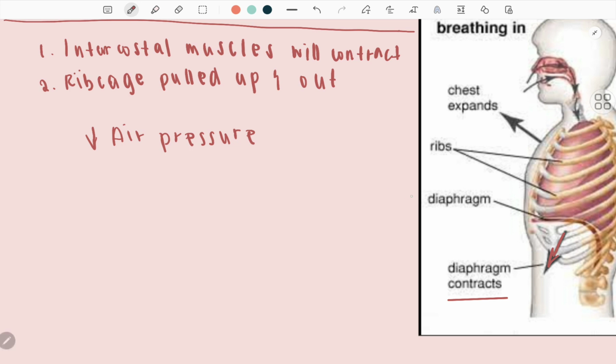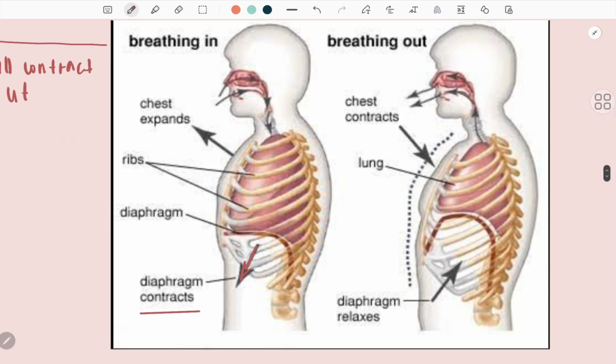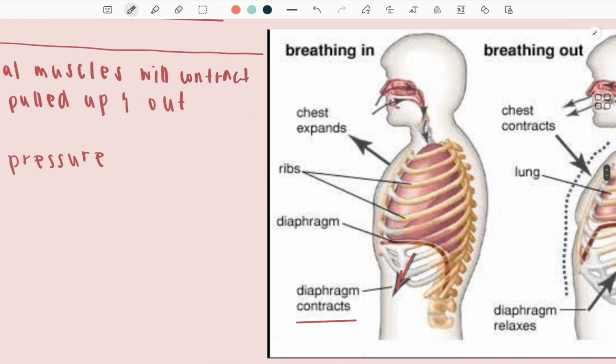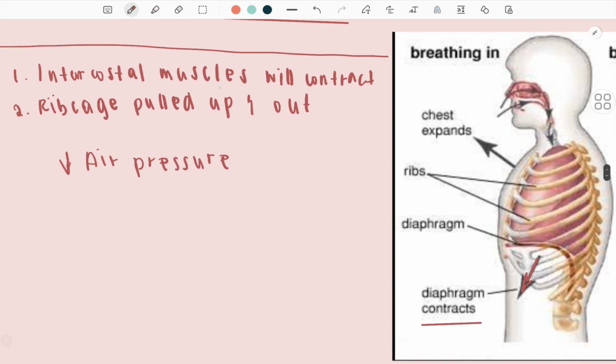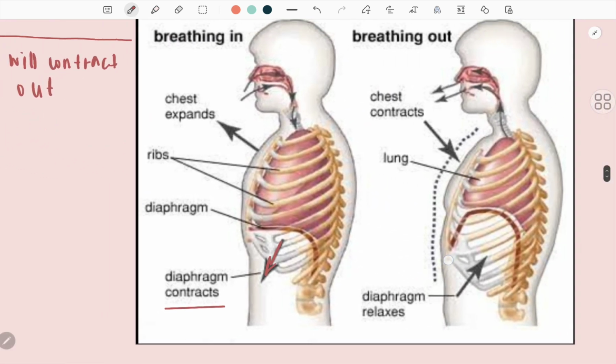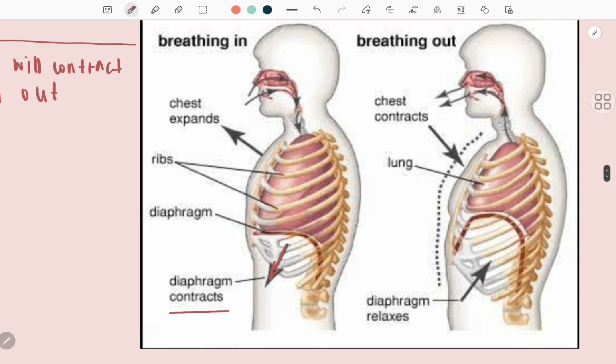When it comes to breathing out, it is the opposite of breathing in. When we breathe out, our intercostal muscles become relaxed. Our rib cage becomes relaxed as well, and our diaphragm goes back to normal. The volume inside our chest is much smaller. Therefore, the air pressure increases, and that forces air out of our body.